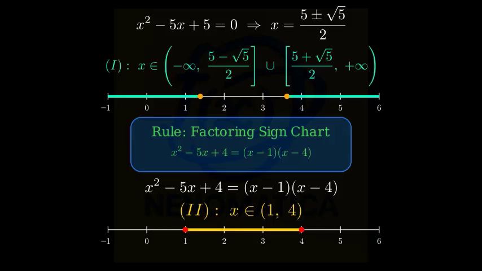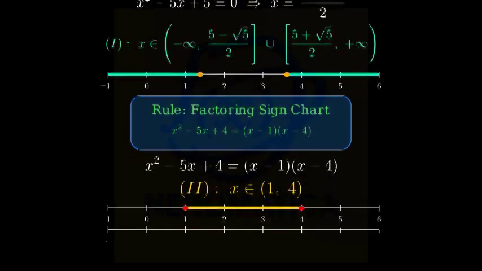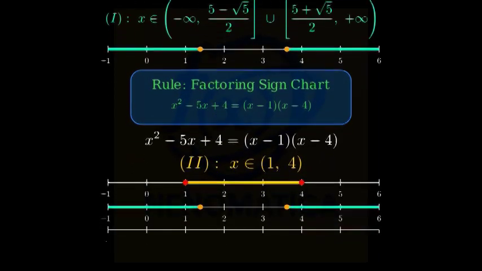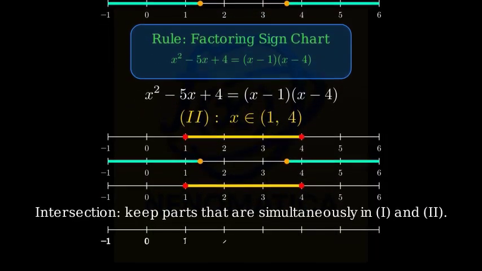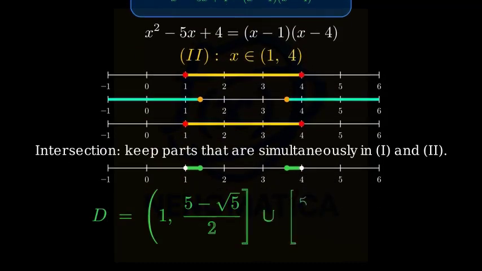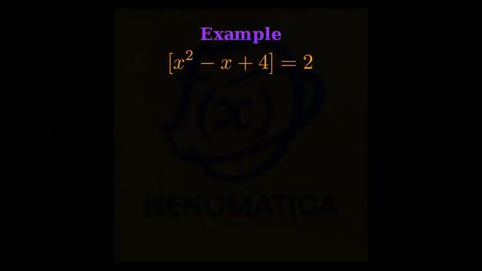Step 5, now intersect the two solutions. Intersecting the outside set with the open interval from 1 to 4 gives two pieces. From 1 to 5 minus square root 5 over 2, and from 5 plus square root 5 over 2 to 4. Recap.